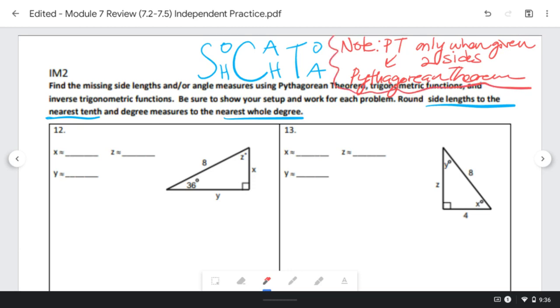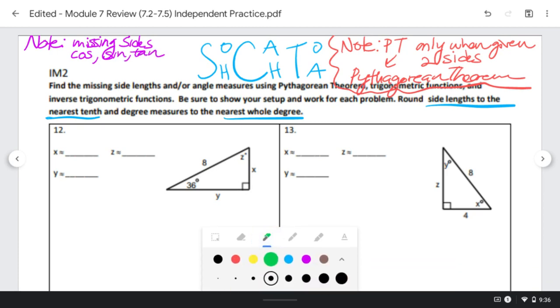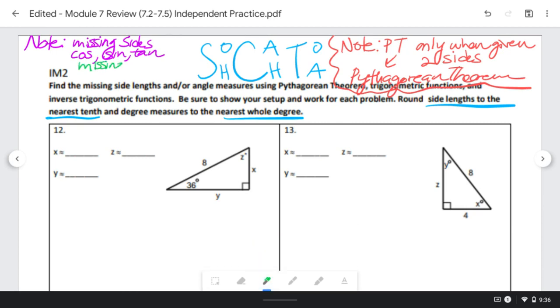Now, I'm going to make another note on the left side. When you're finding missing sides, that's when you use your regular trigonometric function. So for missing sides, you're going to use cosine, sine, and tangent. But I'm going to use a different color so you know that when you're finding a missing angle, you're using the inverse. So it's important to differentiate between those two.